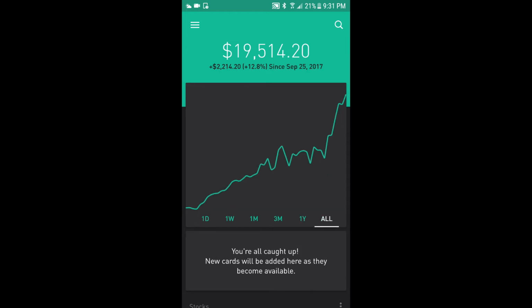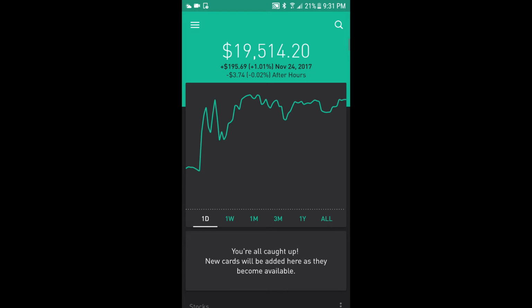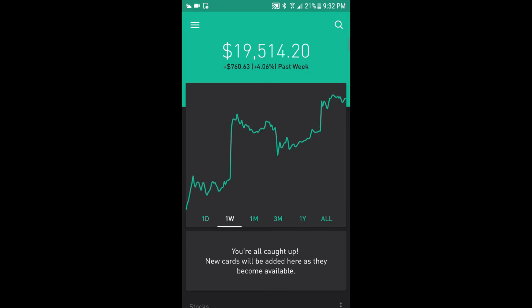All time is usually the chart that you're going to want to be looking at most of the time, because this is going to visualize what you've made since you've started investing. 1 day shows you how your stock is doing in that certain day, but you shouldn't be too concerned with that, because if you have a bad day, you shouldn't let that get you down or anything, because as you can see, you have bad days every other day pretty much.